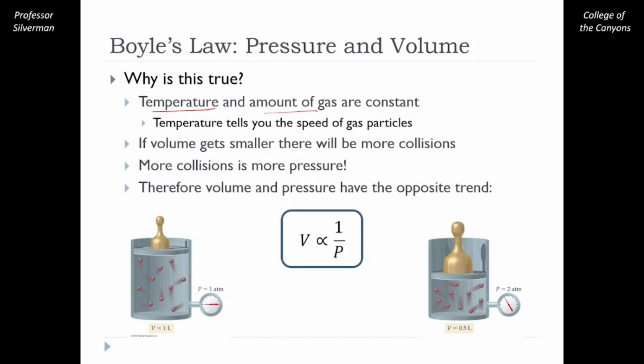The temperature tells you the speed of your gas particles, and we know that our speed has to be unchanged. Our temperature is unchanged. If we choose to decrease the volume, then we'll have more collisions, and more collisions means we have more pressure. Therefore, volume and pressure have to have that opposite trend.